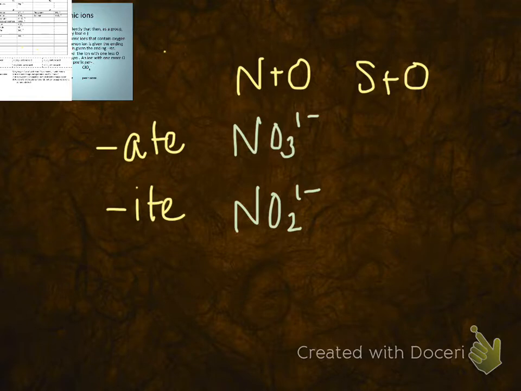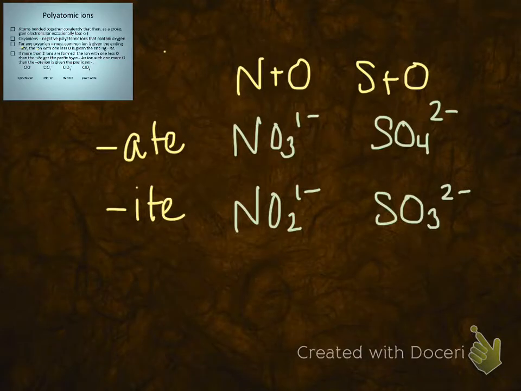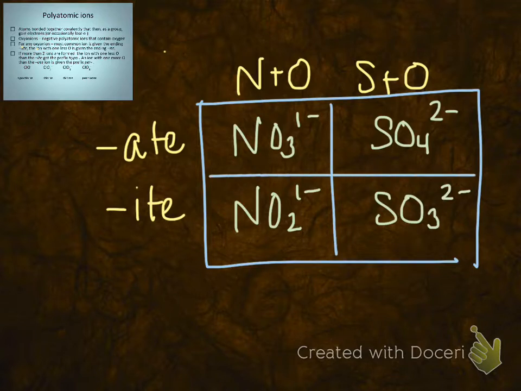Because these are another one where we have multiples. You might be tempted to think that SO3 was the ATE ending, but it's not. Look closely at your reference sheet. Sulfate, in fact, has 4 oxygens, while sulfite has 3. It seems weird, but this is just to make sure that you're clear on the fact that those ATEs and ITEs and IDEs don't relate to the number of oxygens.